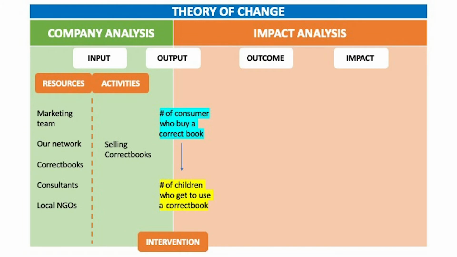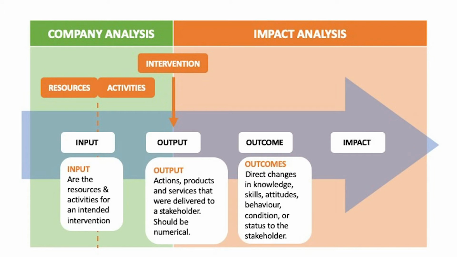Let's look at the case of CorrectBook again. So what I've done here is I've listed two forms of outputs to differentiate between the output that's given to a consumer and the output that's given to a child in a developing country. So basically, for every one input of a CorrectBook, you'll have one customer who buys the CorrectBook, but you'll also, indirectly, or as a result of that purchase, have one child who gets access to a CorrectBook in a developing country. Now let's look at outcomes.